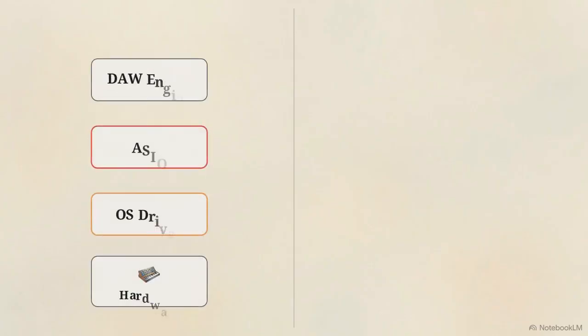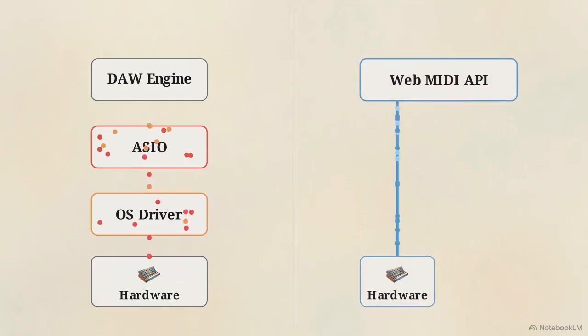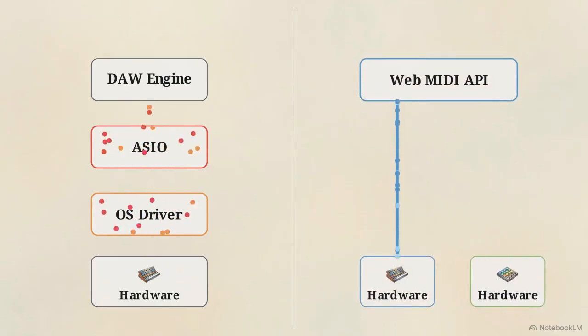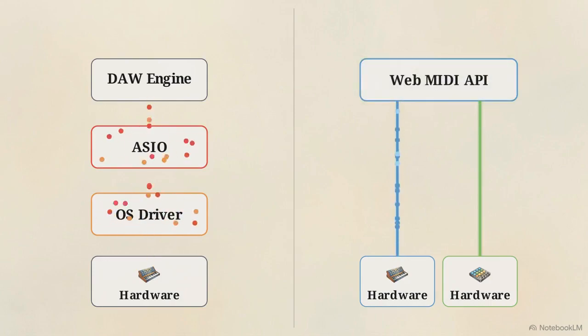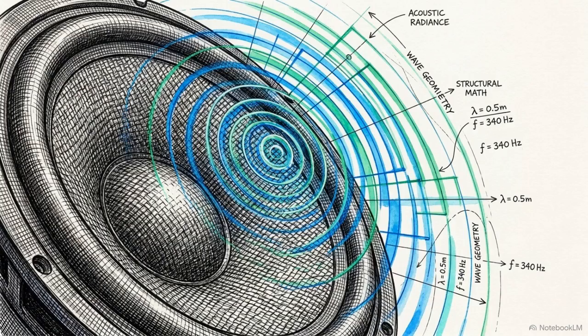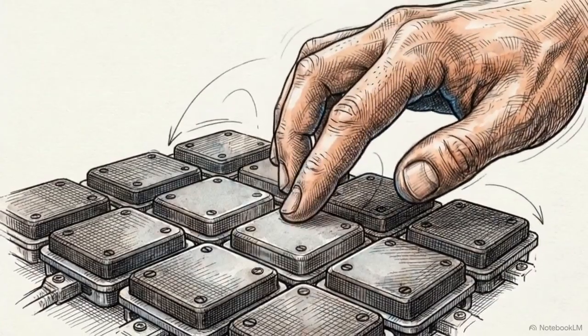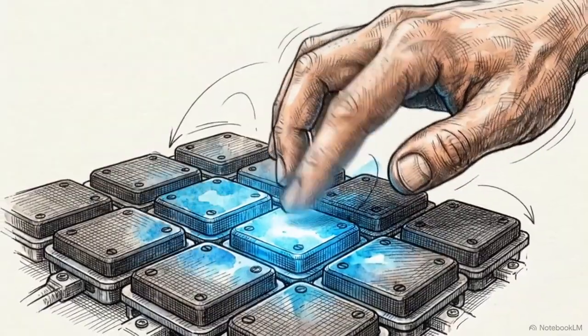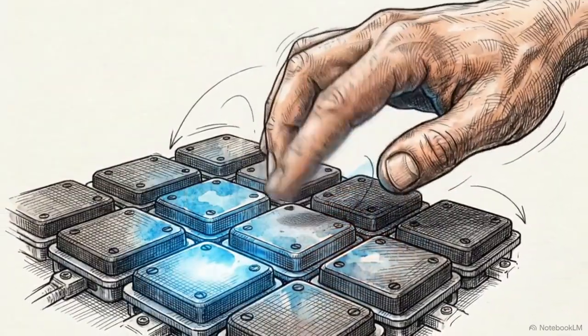Look at this comparison. The old stack on the left is heavily congested. On the right, the Web MIDI API connects hardware directly to the app, bypassing OS drivers. Plug in a device, and auto-discovery makes it appear instantly. No driver downloads or reboots. At the same time, the Web Audio API natively handles all the synthesis and high-performance audio processing. It computes sample-accurate loop points and effects inside the browser engine itself, removing the need for external audio engines.